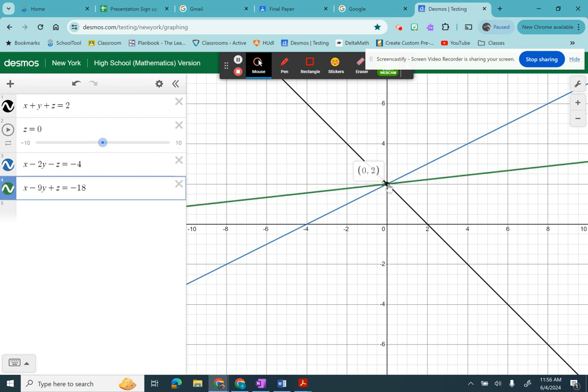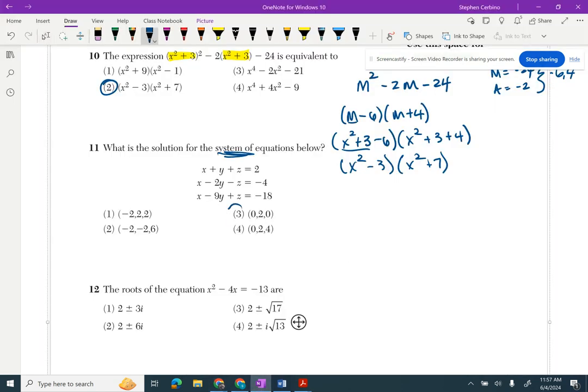So when 0 is the z-value, we get an x value of 0, a y value of 2, and we now know from the slider that the z-value is 0, so we can quickly get this answer and say it's choice 3.